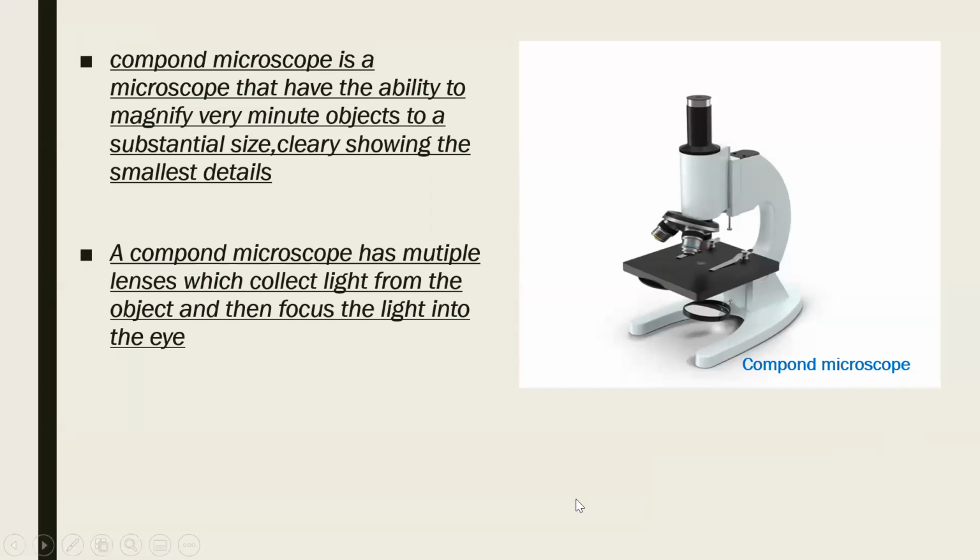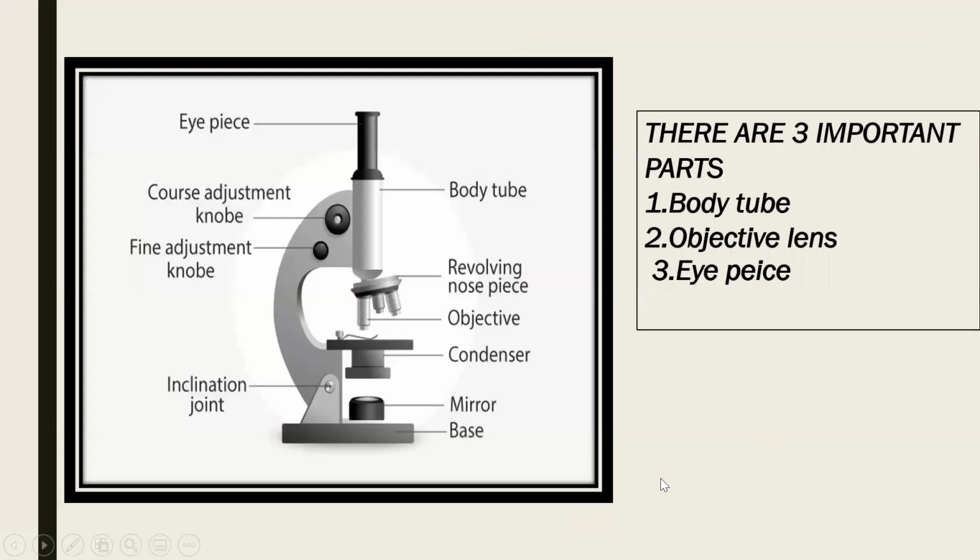With the simple microscope also we can see, but with the simple microscope we cannot see very minute objects, but with this compound microscope we can see very minute objects. These are the parts of the compound microscope: eyepiece, body tube, resolving nose piece, objective, condenser, mirror, base, inclination joint, fine adjustment knob, coarse adjustment knob. The main three parts of the compound microscope are body tube, objective lens, and eyepiece.